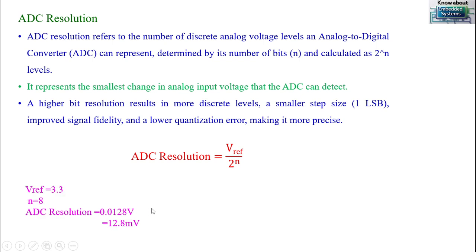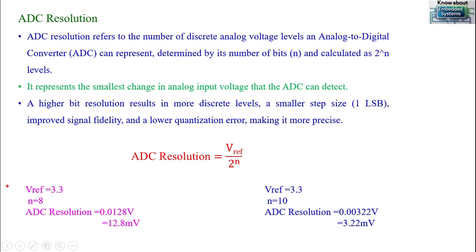Let us take one use case here. Consider V reference as 3.3 volts and n equal to 8. When you do the calculation, 3.3 divided by 2 power 8, which is 256, it produces 0.0128, that is 12.8 millivolts. For the second example, n is equal to 10, and when I do the calculation, it gives 0.00322, which written in millivolts is 3.22 millivolts.